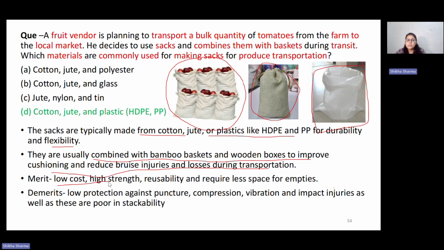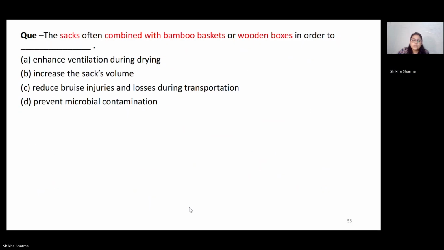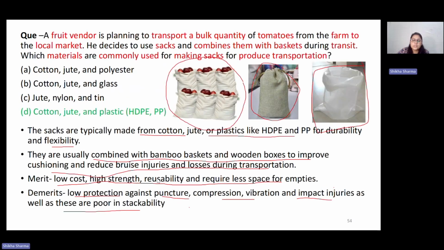The merits are that it is low cost, high strength, reusable, and requires less space for empties. The demerits are low protection against puncture, compression, vibration, and impacts. These are also poor in stackability. So here answer D is correct.